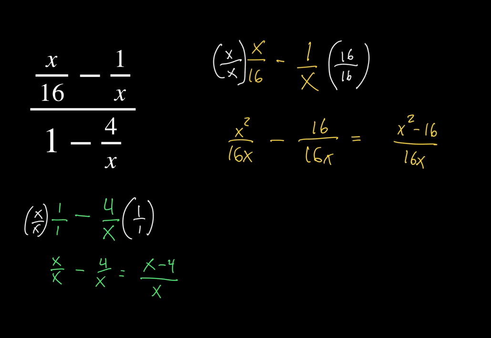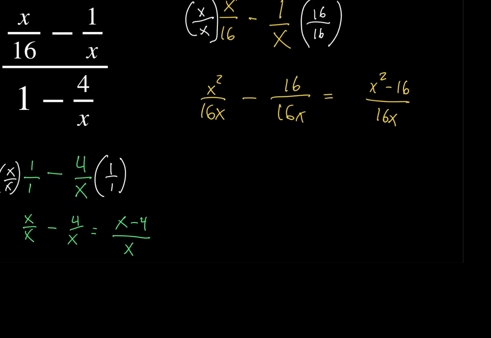So now what I have is my numerator, which we did up here, which will be x squared minus 16 over 16x, all over my denominator, which is x minus 4 over x. And I am very intentionally making this a big fraction bar, so we can see that it's a fraction divided by a fraction.